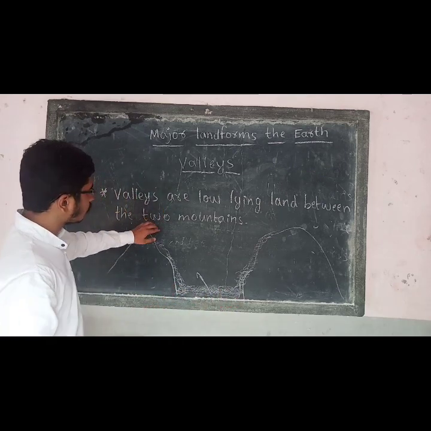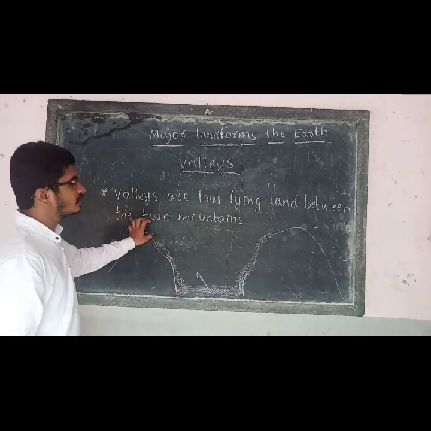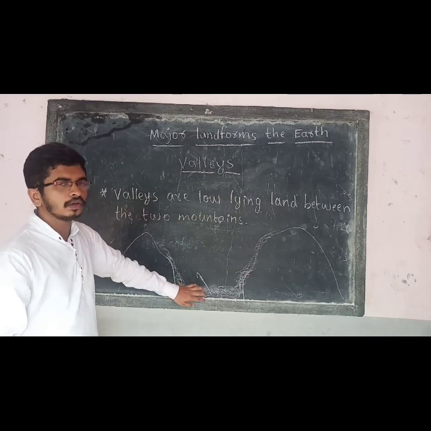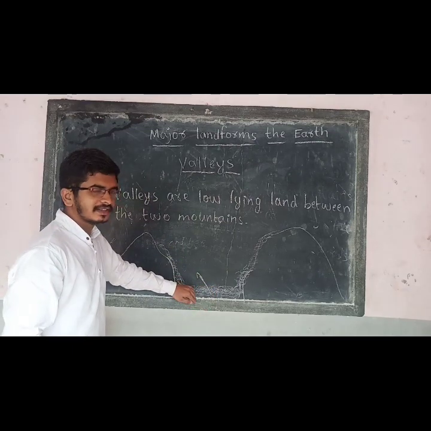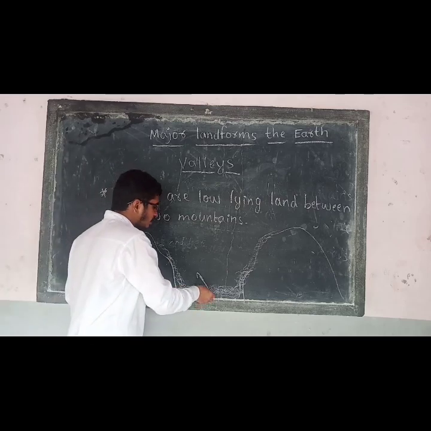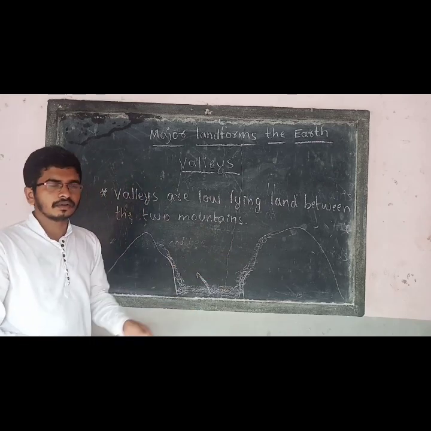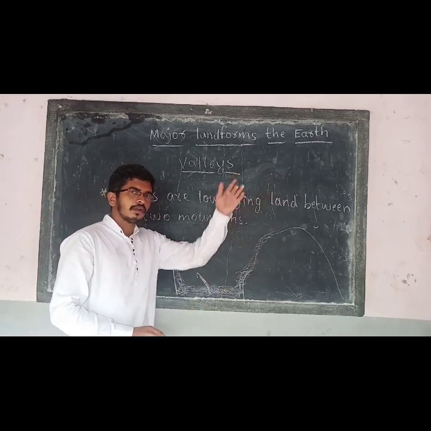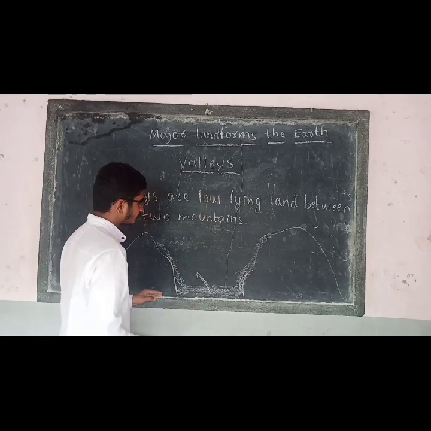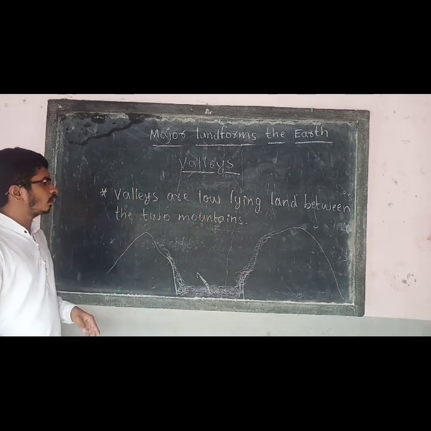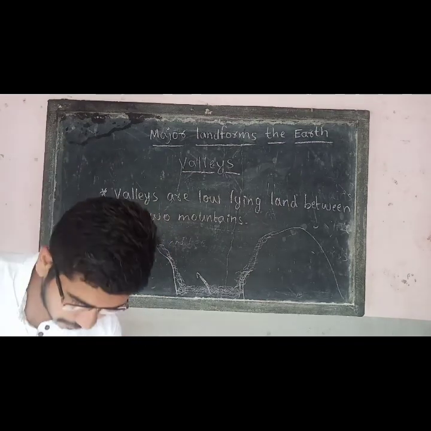And if water flows from the mountains, it is easy. Water can flow easily to the lower area, right? So directly the water will flow into these areas, and from these valleys the water will pass like a sea, or it will go into rivers. It will mix into the rivers. Clear? Valleys are the low-lying land between the two mountains.